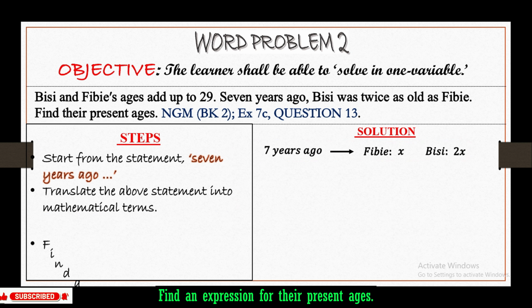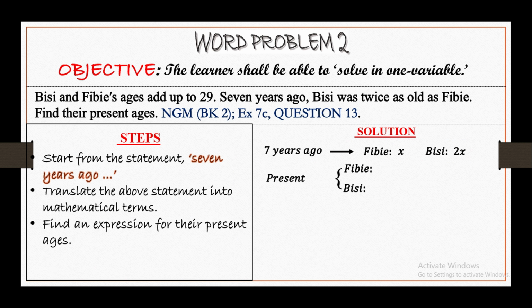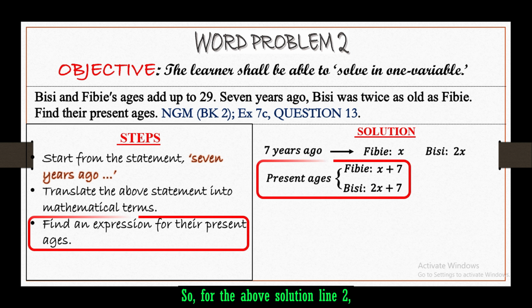Step 3. Find an expression for their present ages. At present, both Phoebe and BC are 7 years older, that is, plus 7 each. So, for the above solution line 2, use step 3.